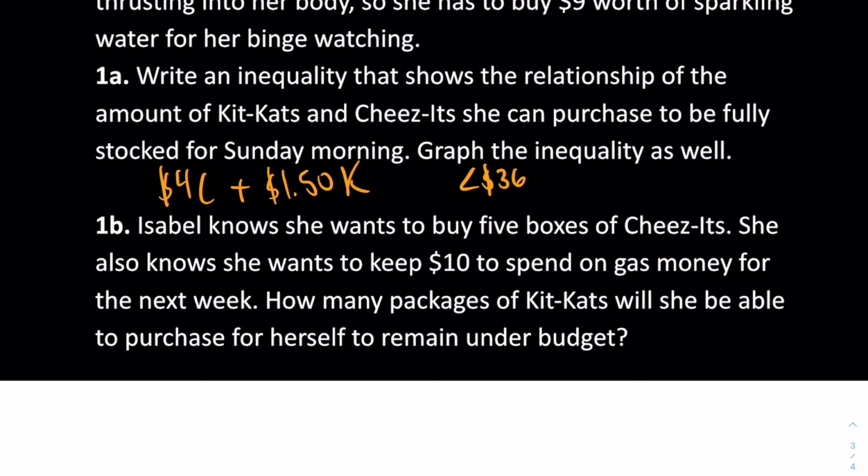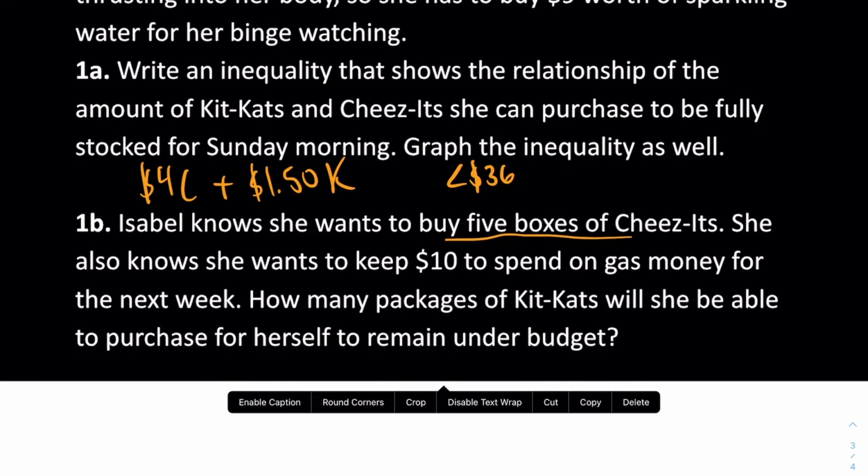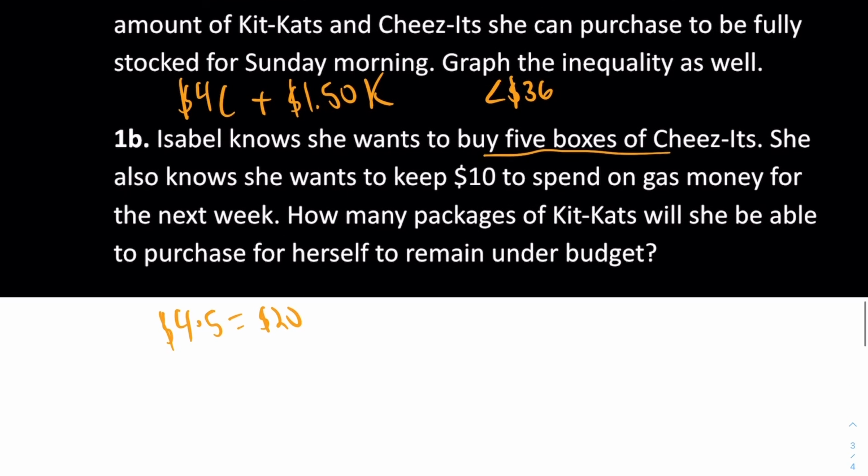In part B, she wants to buy 5 boxes of Cheez-Its. We already know that it's $4 for each pack of Cheez-Its, so $4 times 5 boxes is $20. She's also going to spend $10 on gas money. So another $10 is what she's going to spend. Together that's $30.